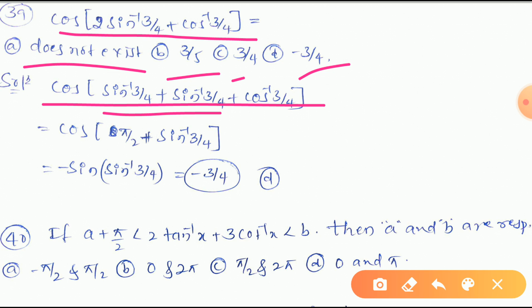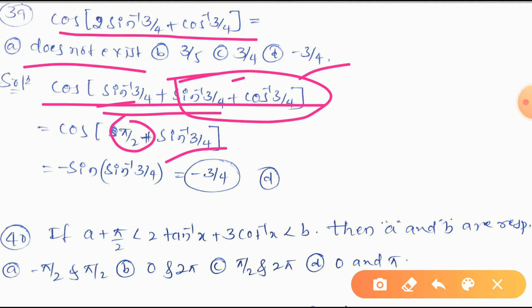We know the properties of inverse trigonometric functions: sin inverse x plus cos inverse x is equal to π/2. And this sin inverse of 3/4 stays as it is. So cos of π/2 plus sin inverse of 3/4 is equal to minus sin of sin inverse of 3/4, because π/2 plus theta, sometimes we use theta.